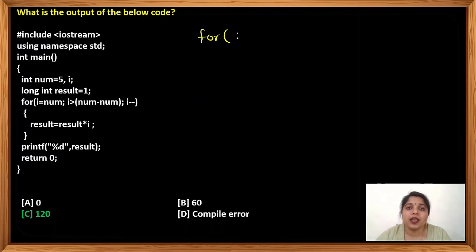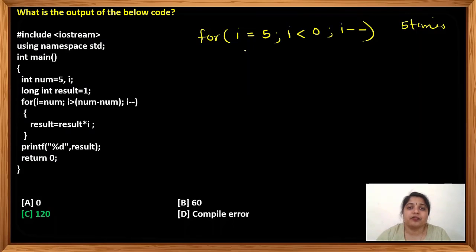For I is equal to num, which means I is equal to 5. I less than num minus num. Num minus num is 5 minus 5, which is equal to 0. I minus minus. So that means the for loop operates from 5 to 0. 5, 4, 3, 2, 1. That means the for loop operates 5 times.